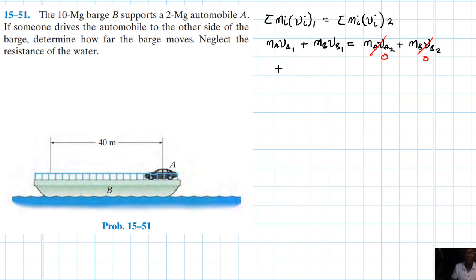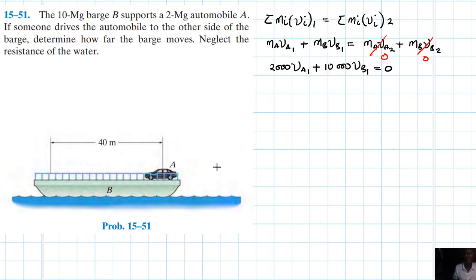So the mass of the automobile is 2000 by VA1, plus 10,000 VB1 equal to 0. So we have one equation.